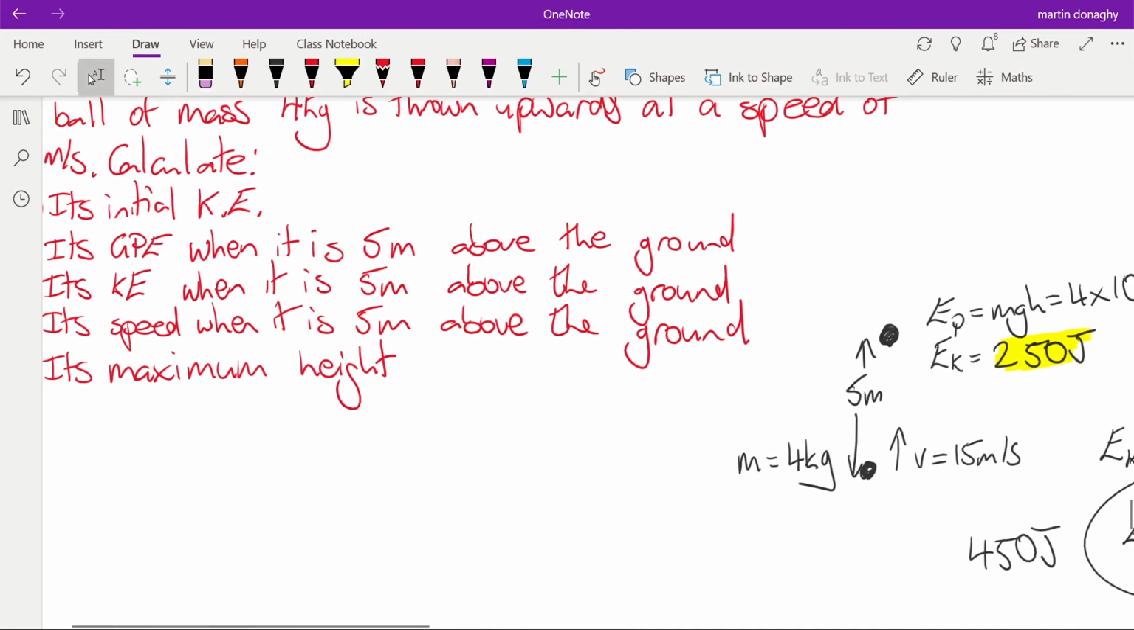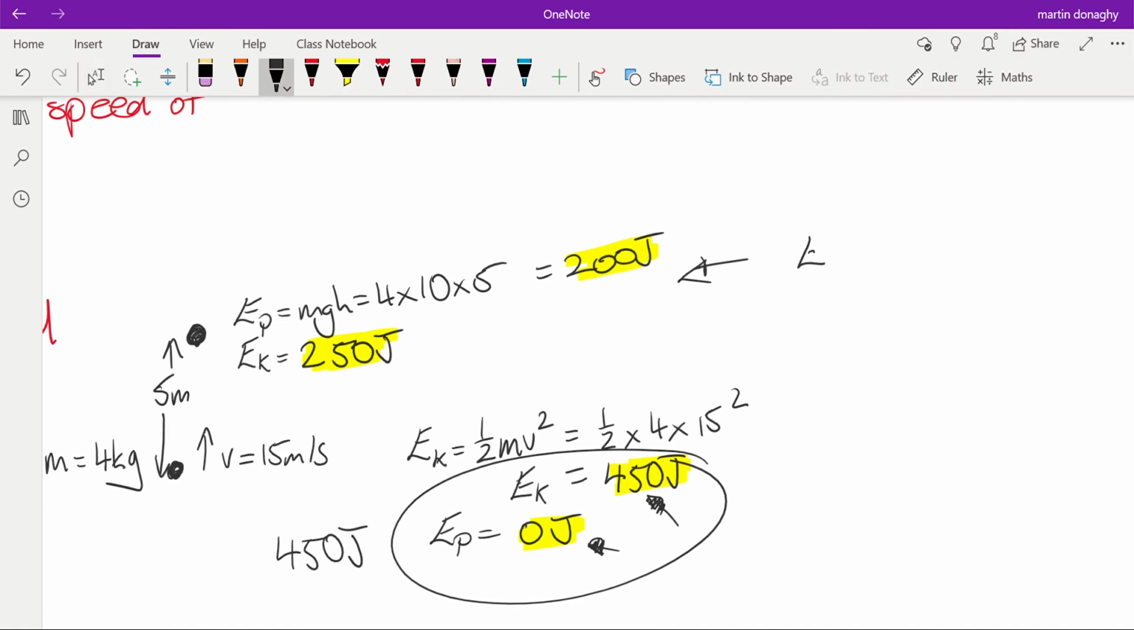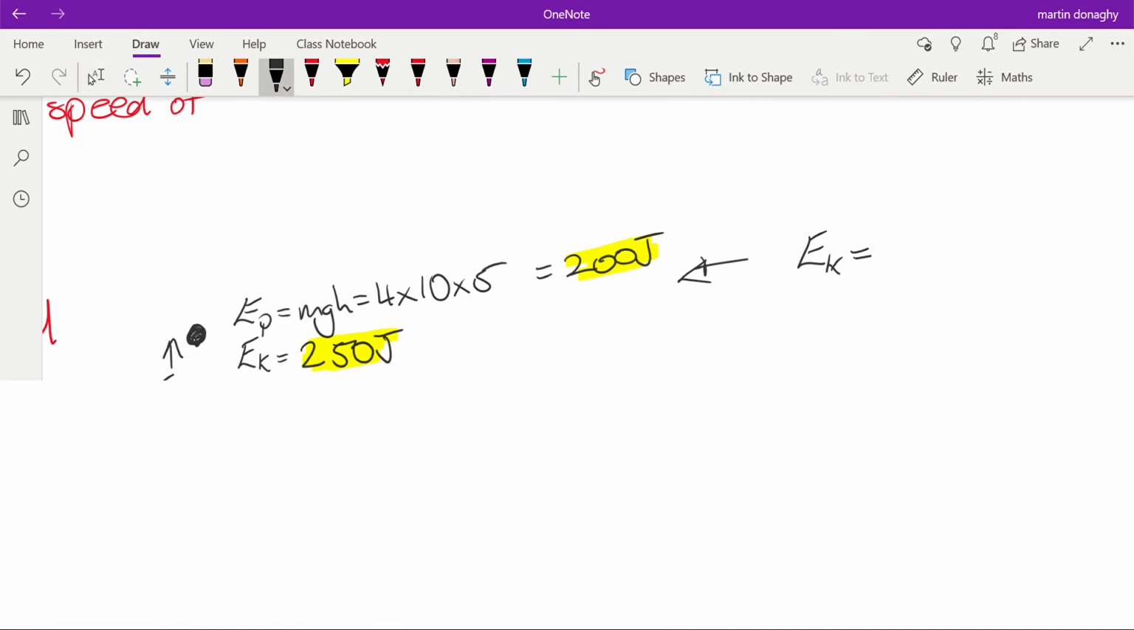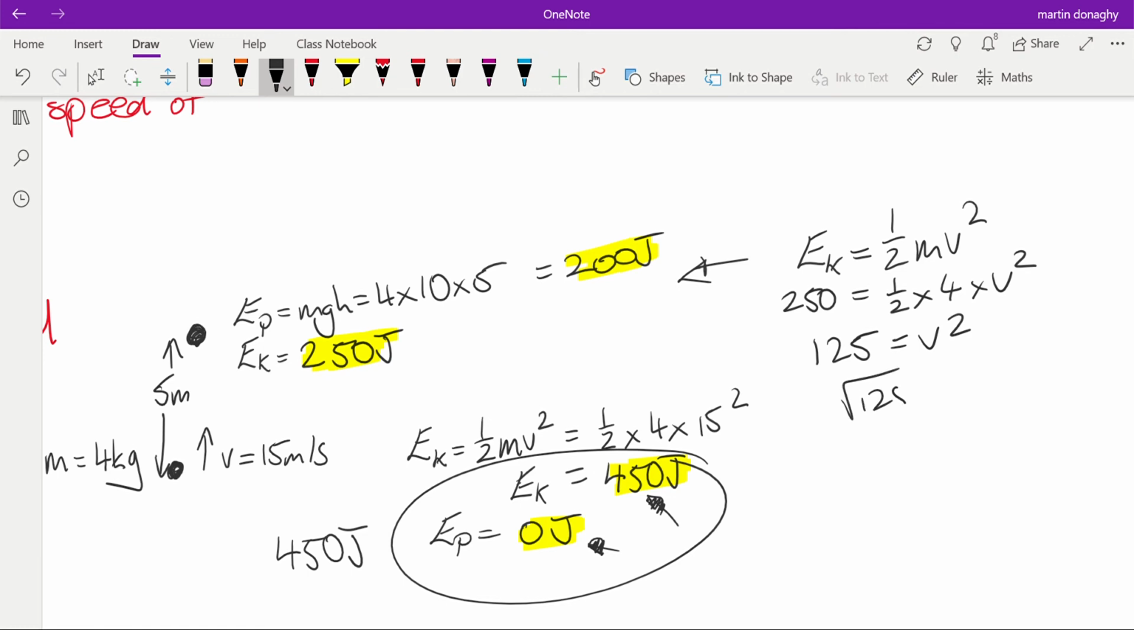Then it asks what is the speed when it's 5 meters above the ground. We can then use the kinetic energy equation here to work out the speed. So kinetic energy is a half mv squared. By looking at our conservation of energy, we know the kinetic energy needs to be 250. So the half times 4 times v squared, which gives us 125 equals v squared. So the square root of 125 equals v. Type that into your calculator and you get that it is 11.2 meters per second.